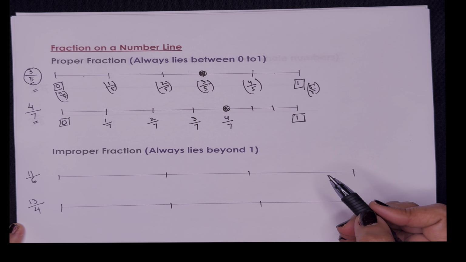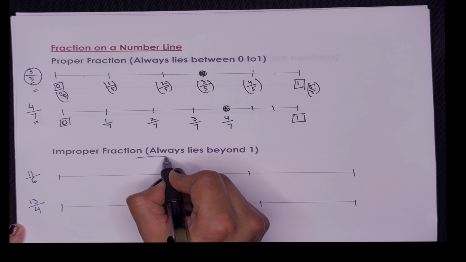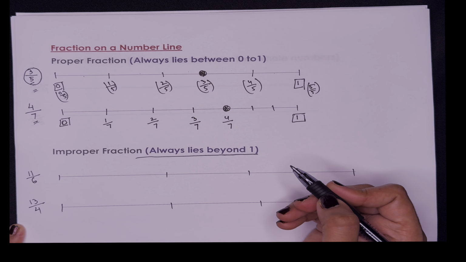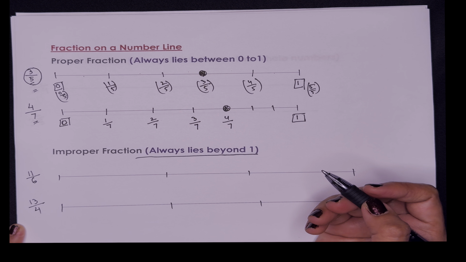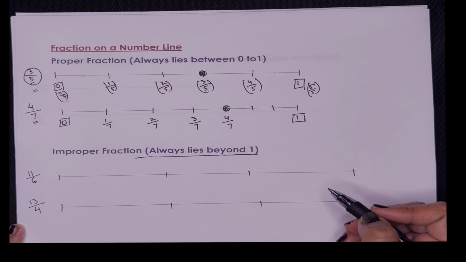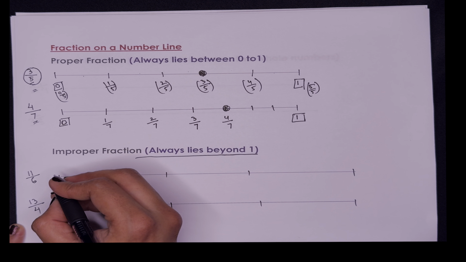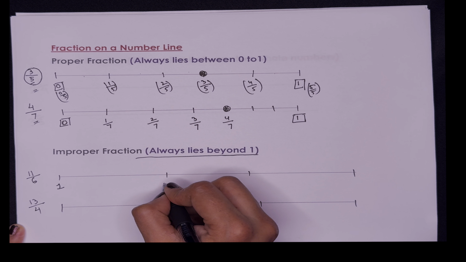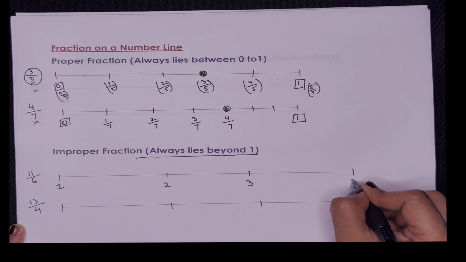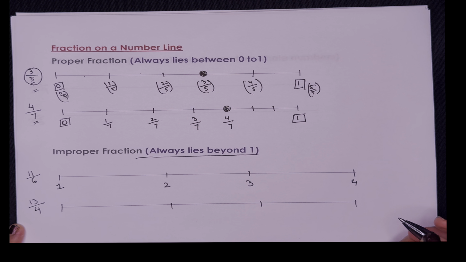Let's go to the improper fraction. Always remember, an improper fraction always lies beyond 1. So in this improper fraction line, we don't have to start with 0. We can straightaway start with 1, 2, 3, 4. I'm putting the whole numbers first.